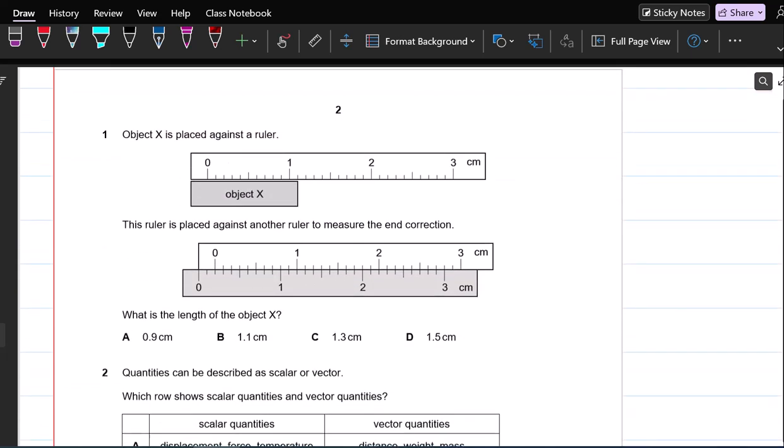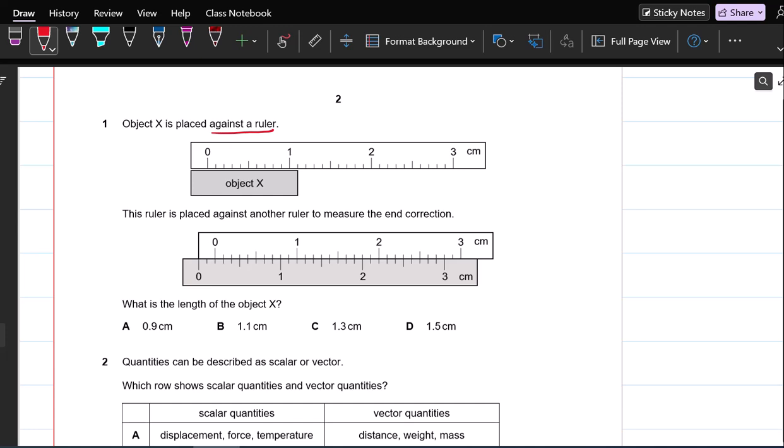The very first question is an object placed against a ruler. You can see object X is placed, and you have to measure its length. This ruler is placed against another ruler to measure the end correction. In this question, this part is not going to be calculated because the 0 mark is starting from here, so you have to correct this end part. They are finding how much this length is using this ruler. So they are asking what is the length of the object.